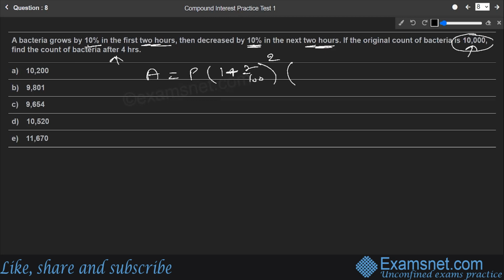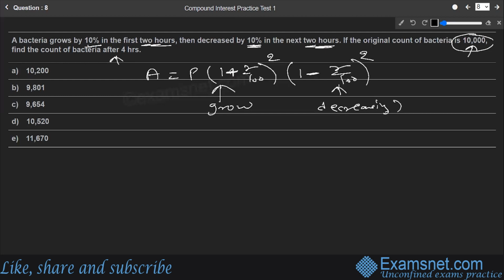Then they say decrease by 10% in the next 2 hours, so for the decrement part we can have a minus sign, r by 100, and this has also happened for 2 hours. So we can use this formula. The first part will be for the growing part, and the second part will be used for the decreasing part. Okay, so let us put the values.